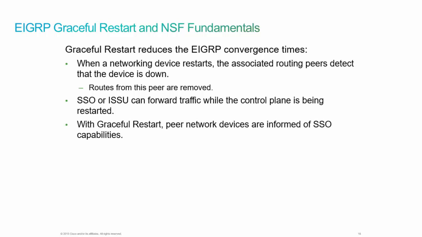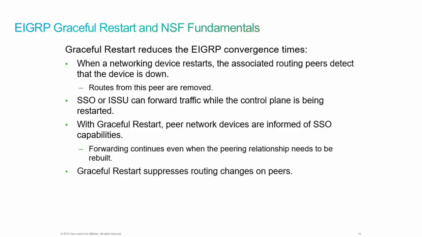So ahead of time, the peer devices have to be informed that a router is capable of stateful switchover. Now, when peer devices are informed, and they have to understand this as well, when they're informed that stateful switchover is a capability of a router, it then allows a grace period. So Graceful Restart suppresses the routing changes on the peers. In other words, the peer devices don't need to remove the routes from the routing table and wait to reestablish the peer and then reinsert the routes.